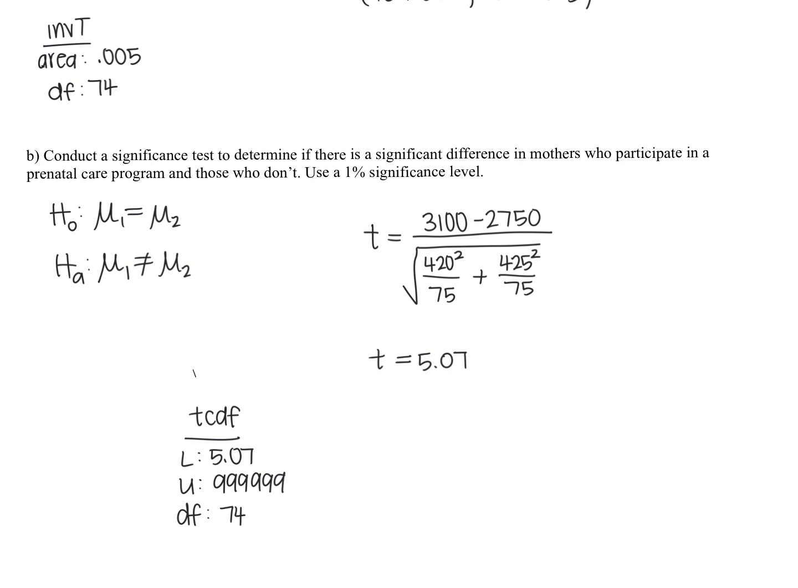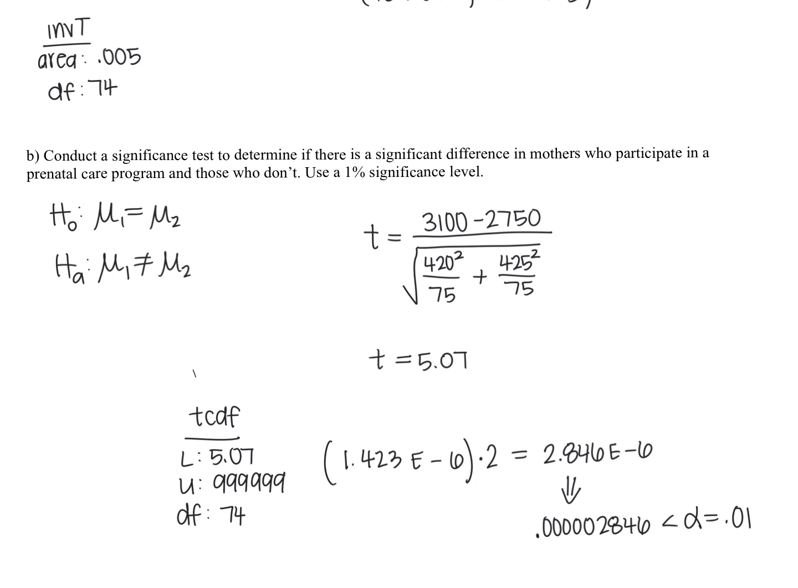So you get 1.423 E -6, and then because the alternative hypothesis does not equal, this needs to double, which becomes 2.846 e -6, which if you want to write as a decimal is 0.00002846, which is going to be less than our alpha of 0.01, which means we reject the null hypothesis.